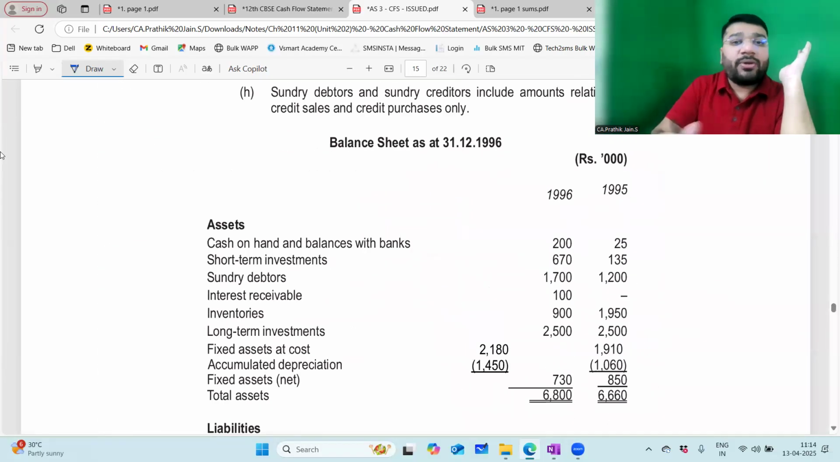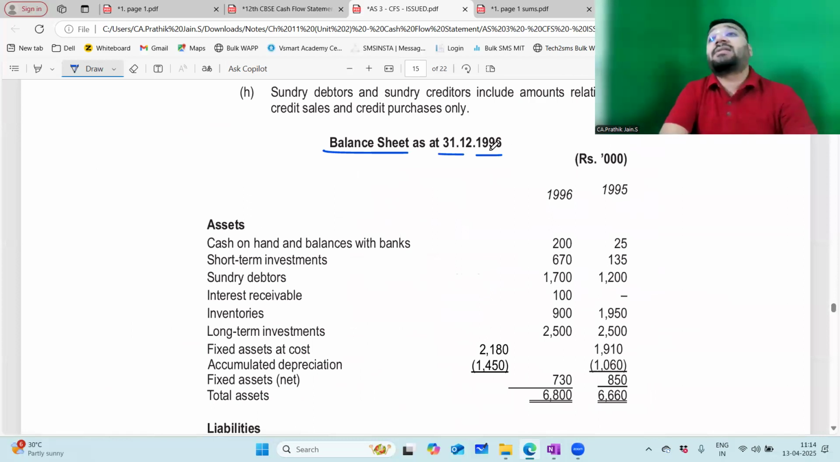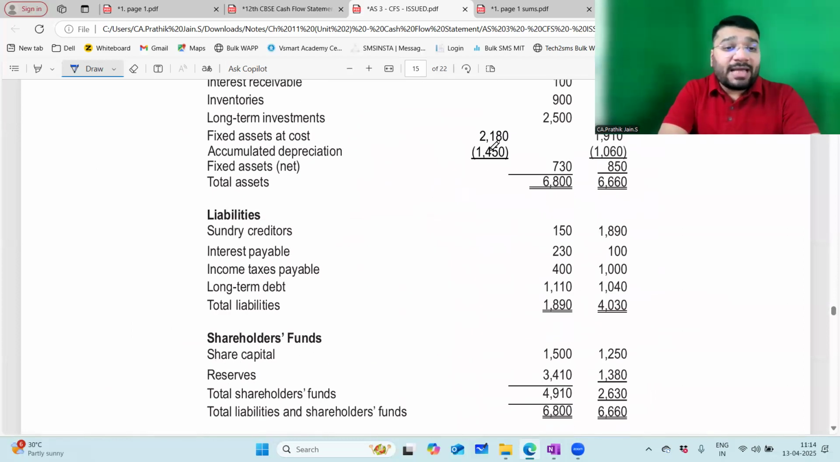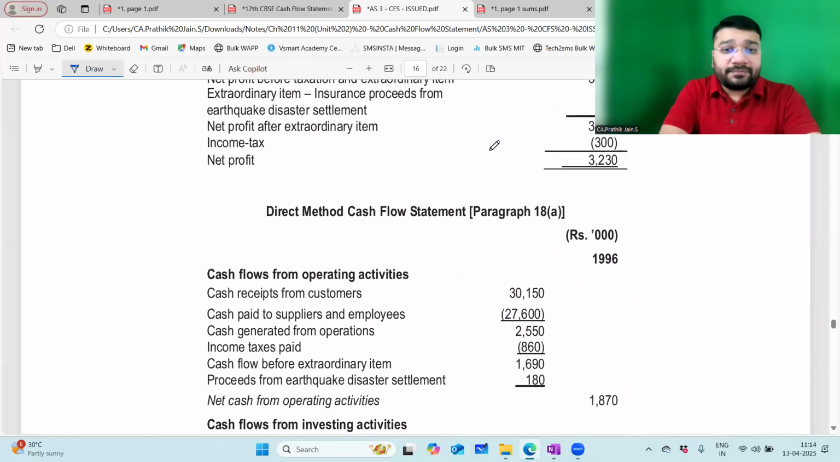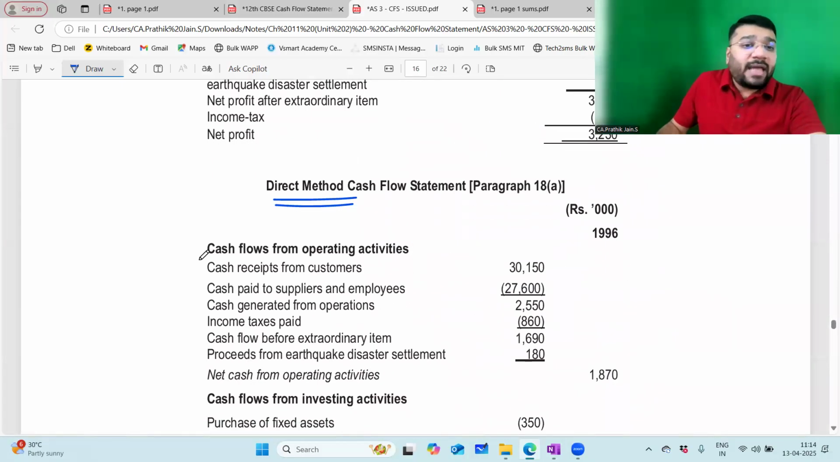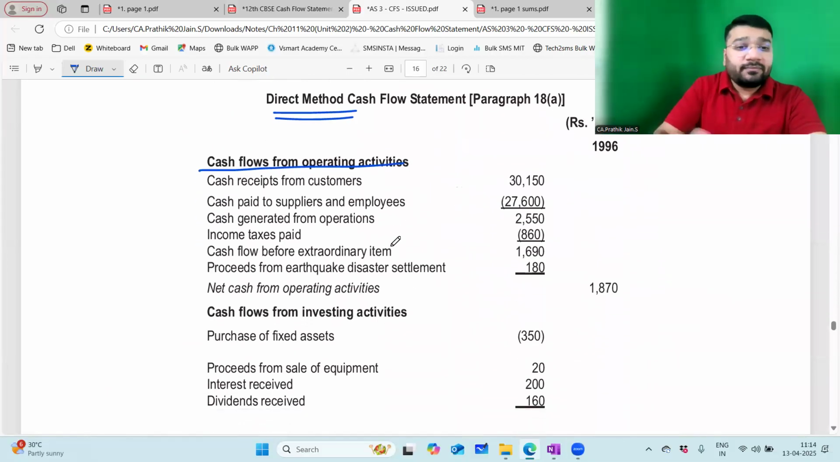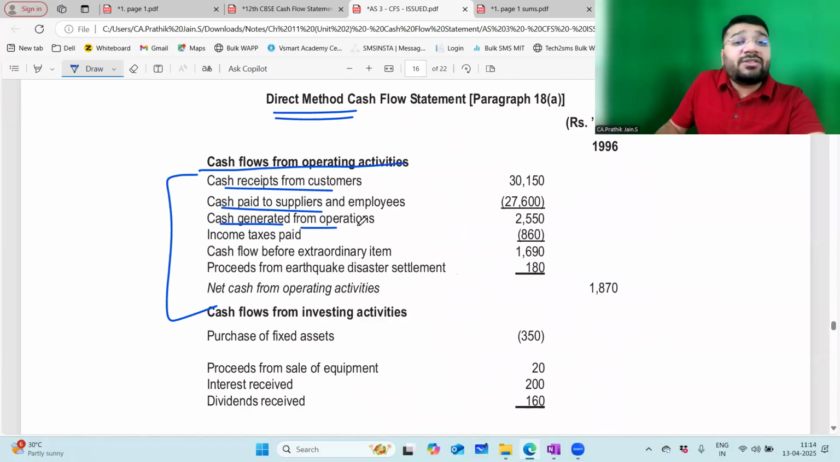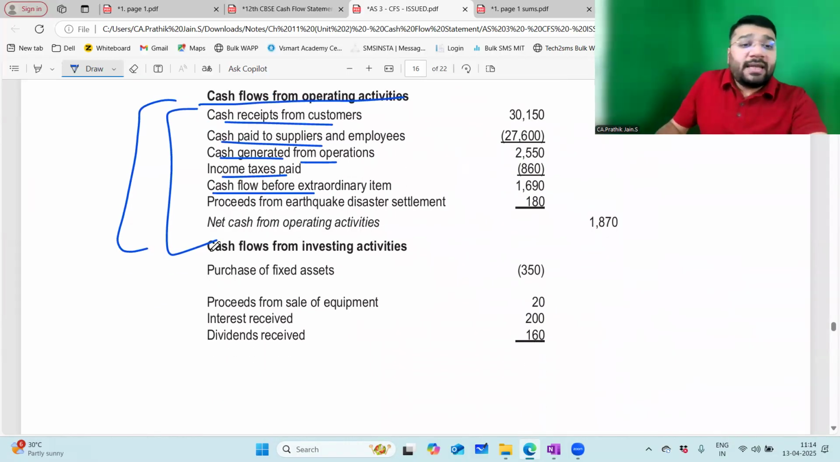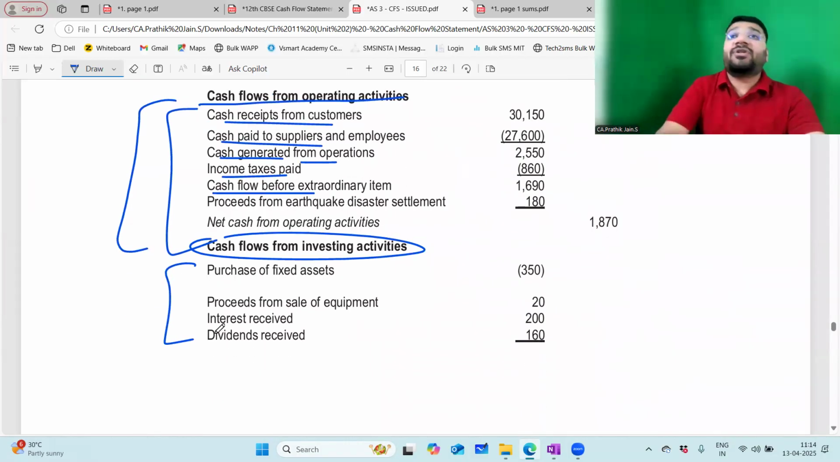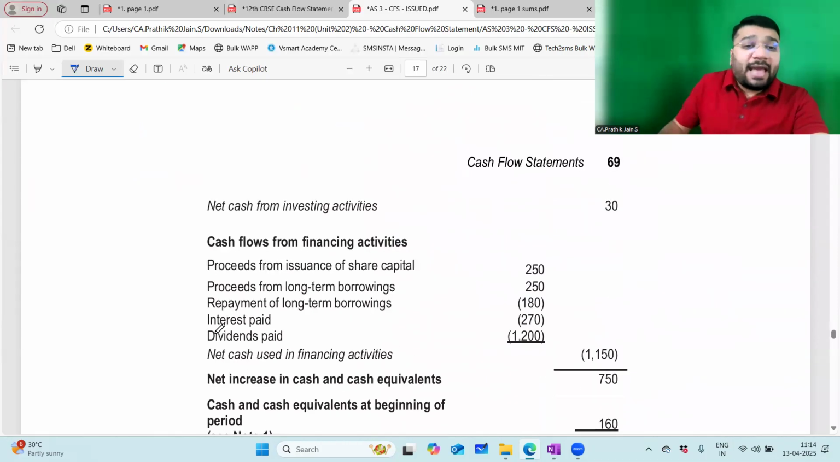They took this as a question: this is the balance sheet of a company as on 31/12/1996. So they had all this information, assets, liabilities, etc., and the statement of P&L. They prepared the direct method, cash flow from operating activity, with all the direct information: cash received from customers, cash paid to suppliers, cash generated from operations, income tax paid, cash flow before extraordinary item, etc. This was the format. Then cash flow from investing activity, direct information. Then cash flow from financing activity.